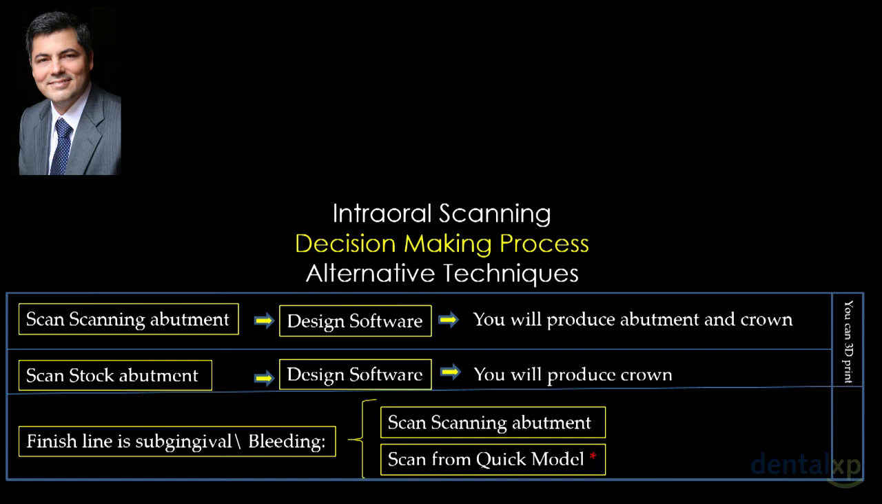When we have a scan and we have a scanning abutment, you know that you're going to scan that scanning abutment, so blood is not going to be a major issue, and you're going to import that or export that into the design software from your scanner, from the intraoral scanner that you are using to capture the information. From the design software, you're going to design whatever type of device that you're going to make, and then you have options. One option is that you will produce abutment and crown. The other option is that you might have to 3D print.